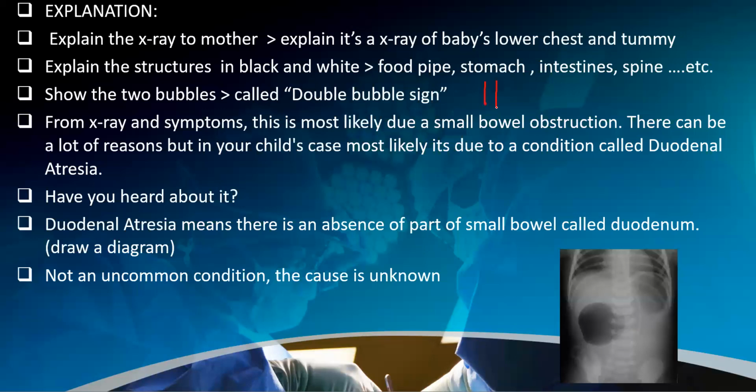When you give breast milk, your milk goes down from the mouth to a tube-like structure called the food pipe. From there, it goes to the stomach, and then it goes to the small gut. The first part of the small gut is known as the duodenum. In your child, there is an absence of this part of the small bowel, and that is what we call duodenal atresia. Because this is absent, the milk that you are giving cannot go down below. That's why it's just coming out of his mouth as vomiting.